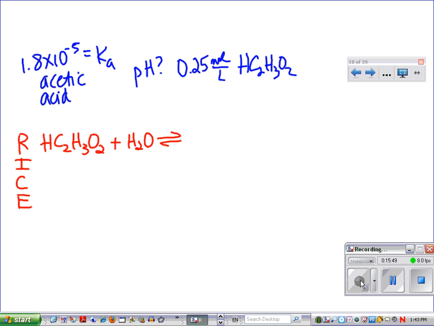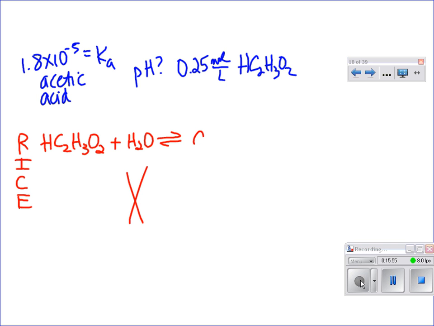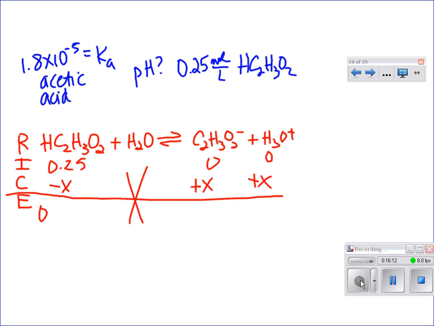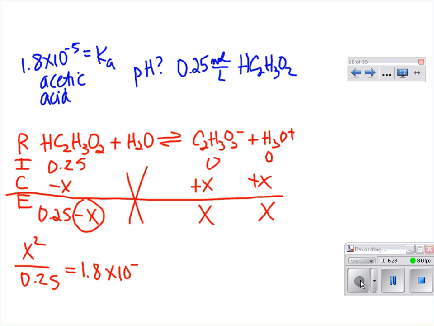So you add your acetic acid to water. Acid's a proton donor, so we get C2H3O2 minus plus H3O plus. We have an original concentration of 0.25 minus x, plus x, plus x. We're going to trump it, and I forgot on the last problem to show you how to justify the trumping, because you have to justify it. So I'll do it in this problem. But we get x squared over 0.25 is equal to our Ka of 1.8 times 10 to the negative fifth.